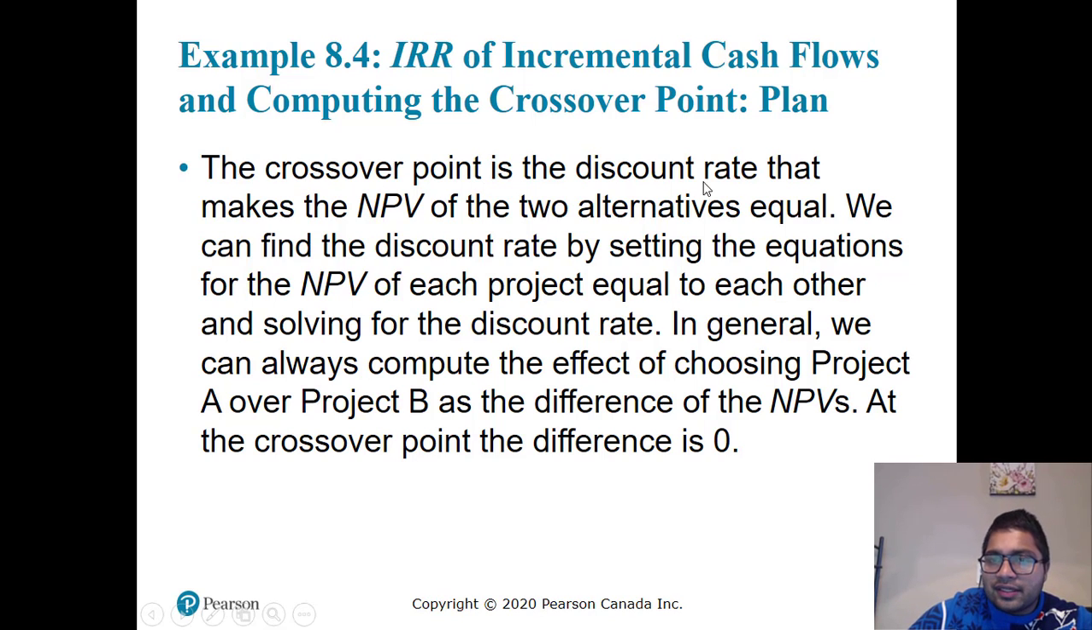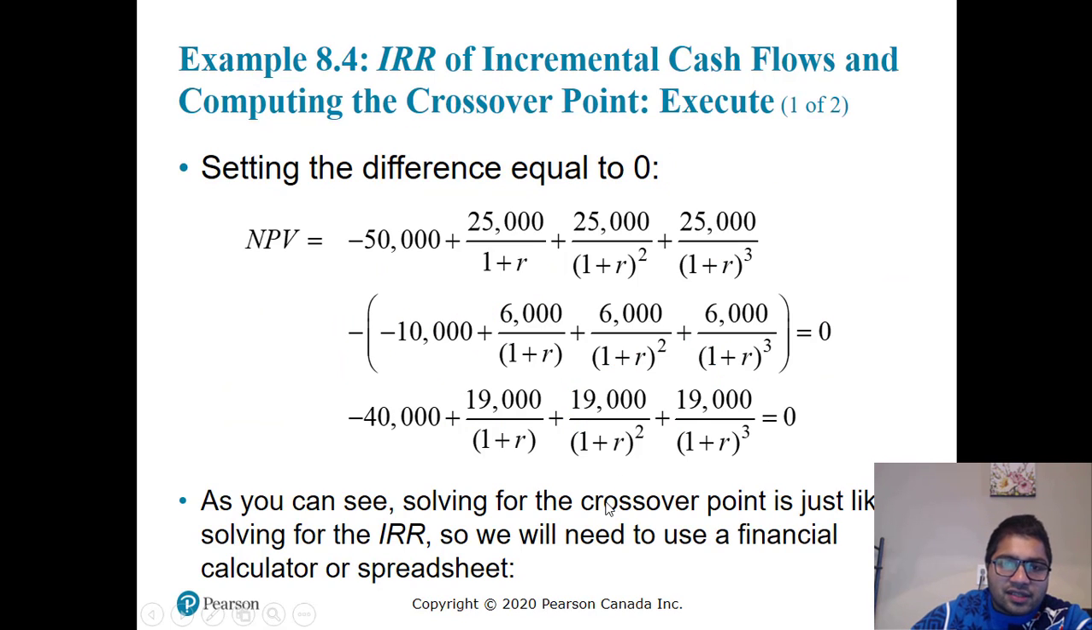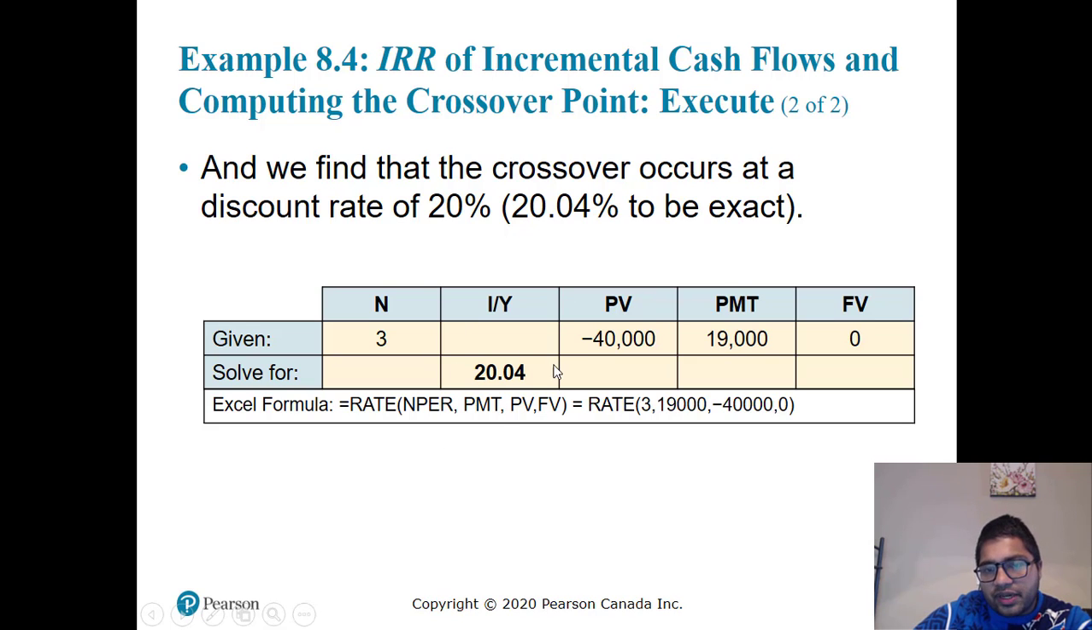The crossover point is the discount rate that makes the NPV of 2 alternatives equal. We can find the discount rate by setting the NPV of each project equal to each other and solving. At that crossover point, the NPV is 0. So you can equate it to 0 and solve, and you will get the IRR. So it comes to 20.04.